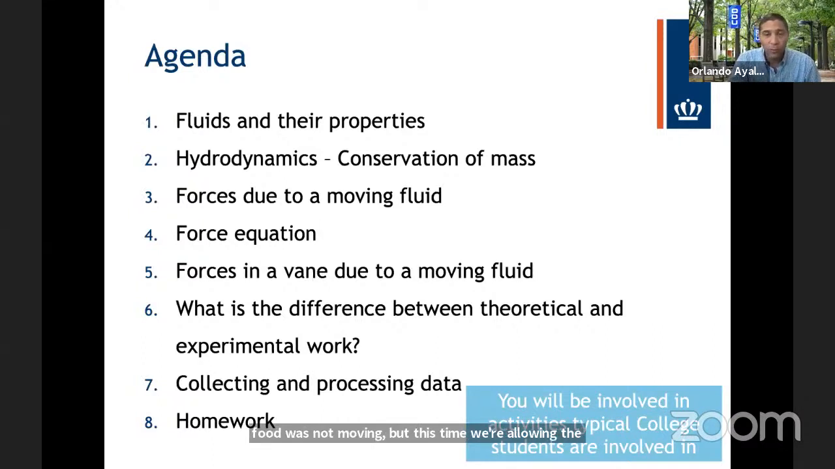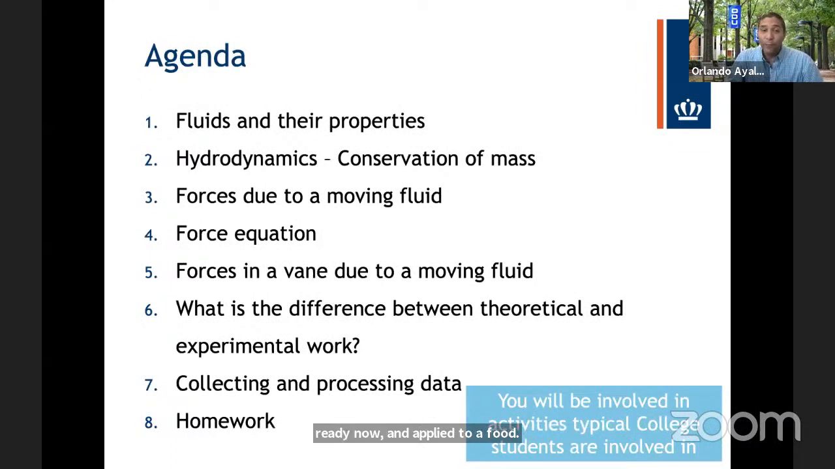Turns out that the motion of the fluid could also produce forces on any surface that the fluid is touching. And remember, the forces of a fluid are always occurring on a solid surface. As engineers, we want to know the amount of that force so we can design the structure of that solid. Then, in talking about forces due to a moving fluid, I'll be talking about the force equation. You'll realize you already know that equation, but we're going to expand it and apply it to a fluid.